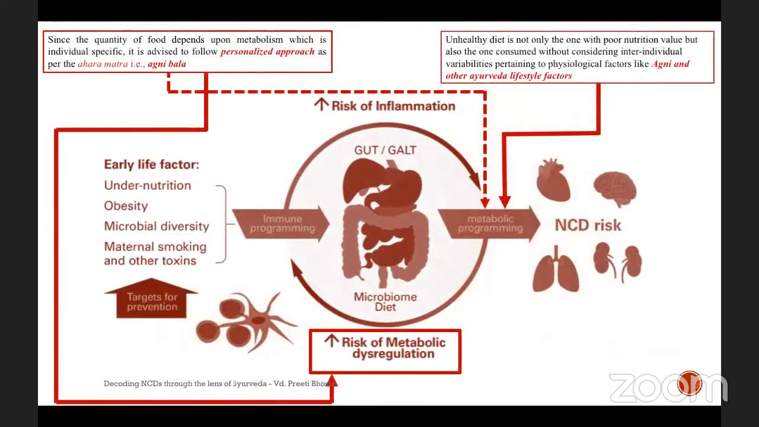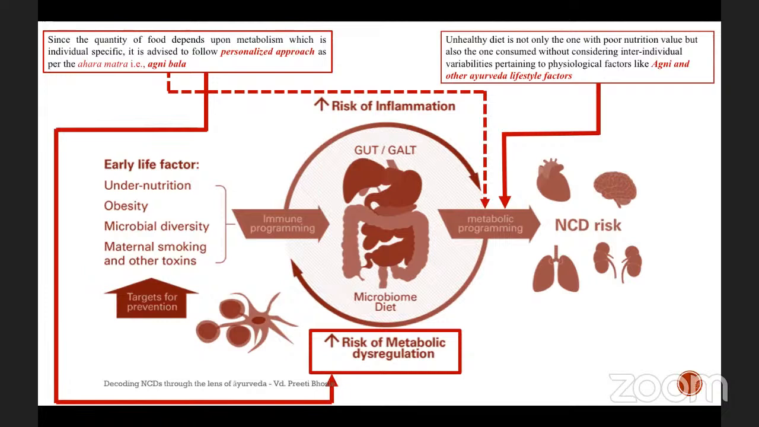Here you can see the image which is trying to explain the inflammation, the metabolic programming, and the immune programming of our system, which explains the correlation between your gut and the microbiome, and it explains how the risk of metabolic dysregulation generates. Now, the crosstalk between the host, diet, and gut microbiota plays a major part in developing a better understanding of how disease develops.